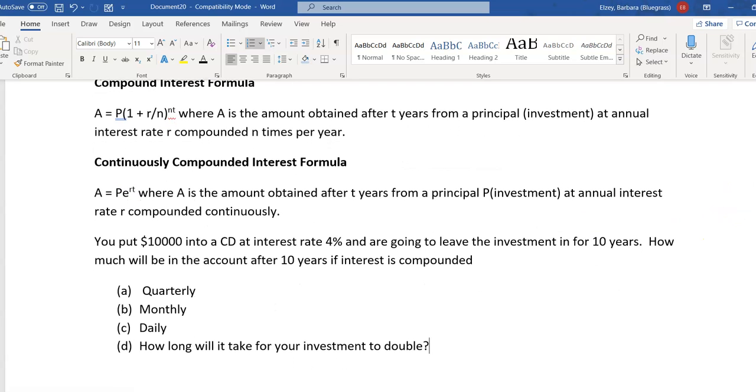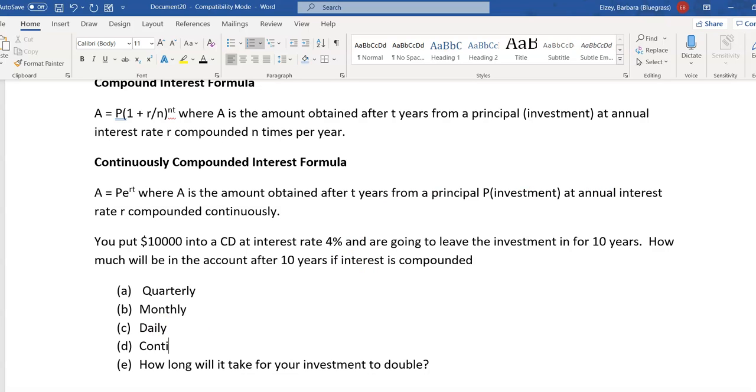You put $10,000 into a CD at interest rate 4% and are going to leave the investment in for 10 years. How much will be in the account after 10 years if interest is compounded first quarterly, monthly, and then daily? Oh, and I left one out. I want D to actually be continuously. And then finally, we're going to answer the question, how long will it take for our investment to double if we are compounding continuously?